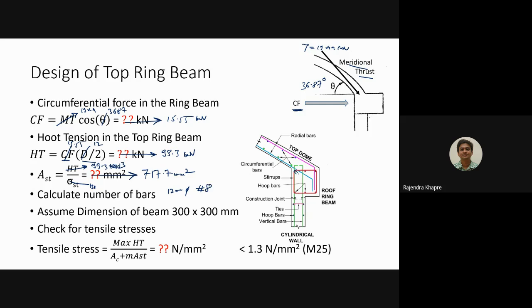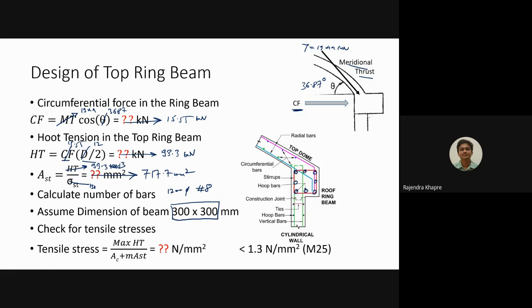So what we can do is provide one over here, one over here, one over here, one over here, and in between also we can provide, because these bars are provided to resist the tension. We can assume the size of the beam as 300 by 300. You can even assume less also, because anyway only tension is developed in this particular beam.